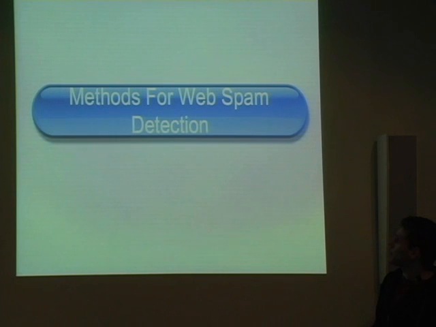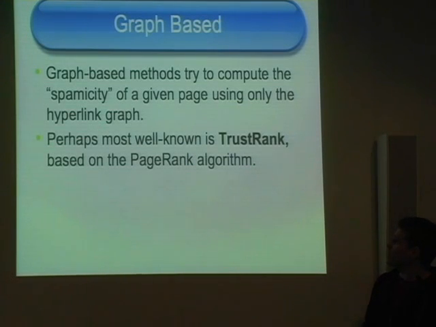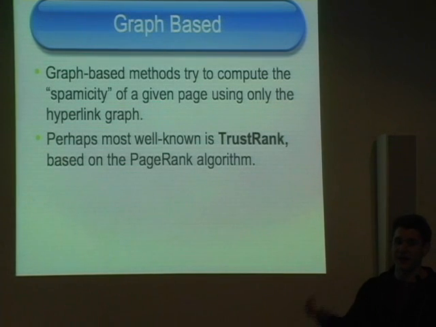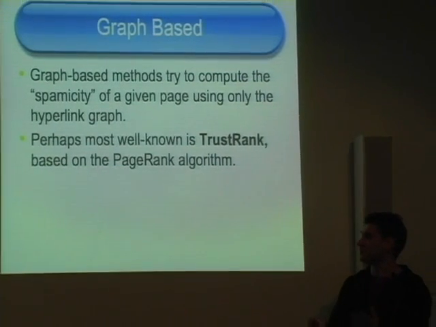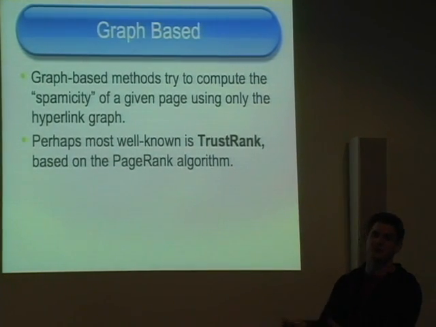So I'm going to talk about some methods that have been around for a while for detecting web spam. There are roughly two categories. One is graph-based, the other is content-based. In one, you try to take advantage of the hyperlink graph, using it as much as possible. In the other, you try to use the content of the pages. The graph-based methods are very similar to PageRank. Most of you know what PageRank is or have a rough idea. TrustRank is roughly the same thing, but its parameters are different from the PageRank algorithm.